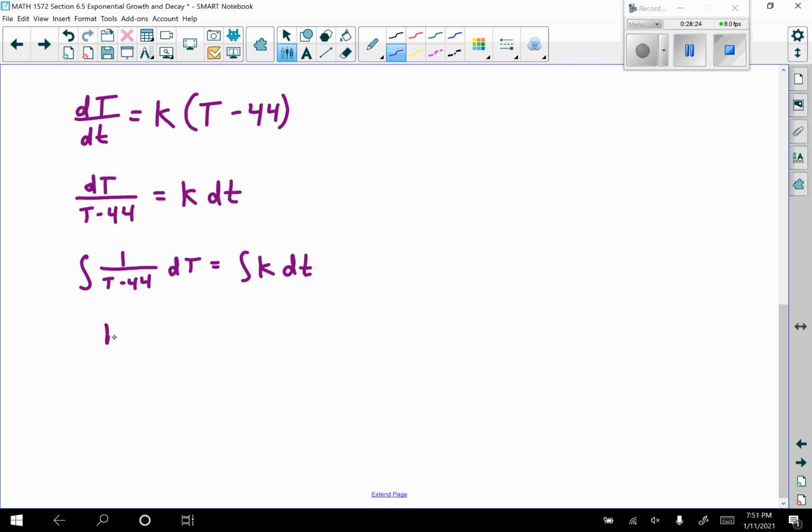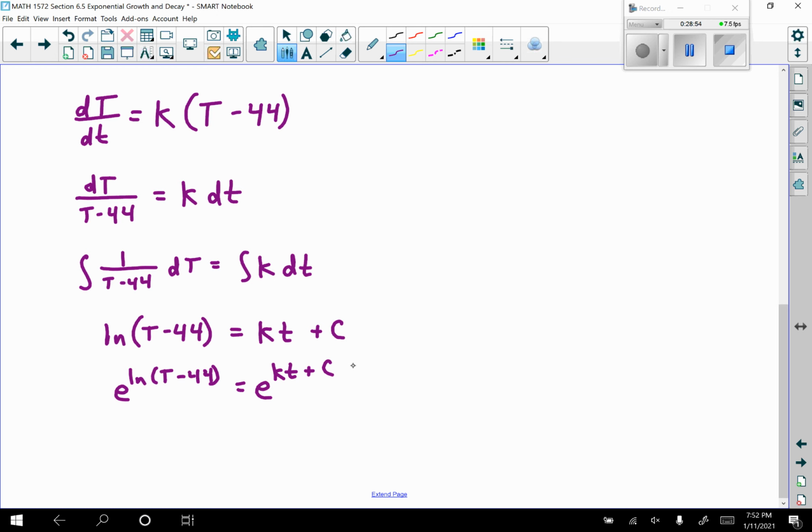This is just going to be the natural log of the quantity T minus 44, because if we were to take this derivative, we get 1 over T minus 44, but then times 1. So that's going to equal, again, K is a constant, so we'll get KT plus C. We're going to use a base of e on both sides, so we'll have e to the natural log of the quantity T minus 44 is going to equal e to the KT plus C.